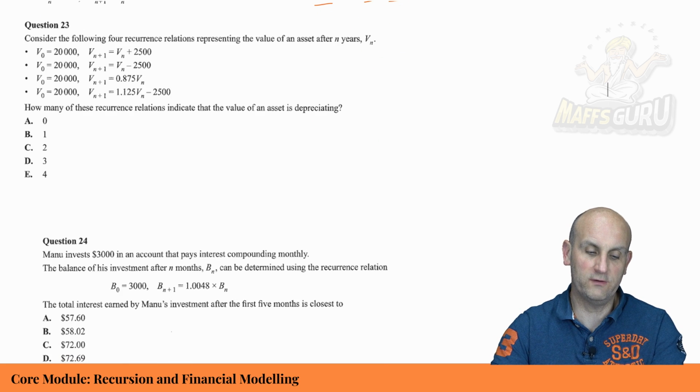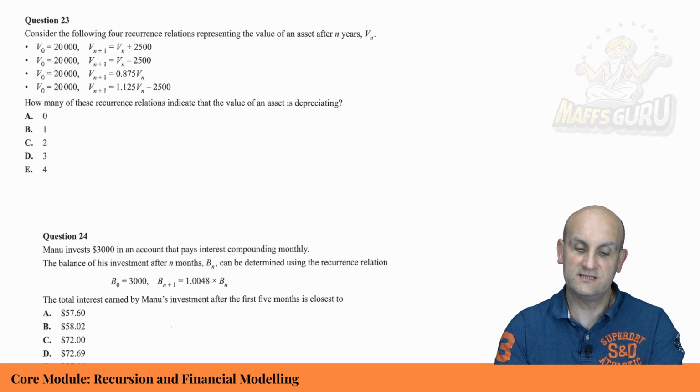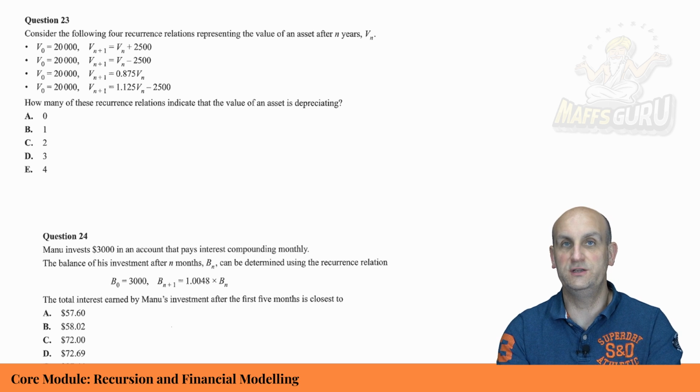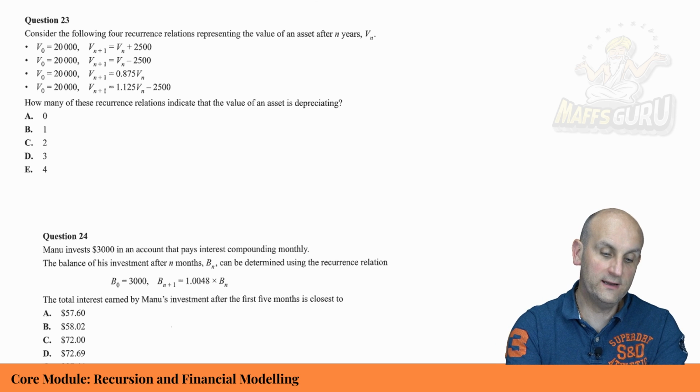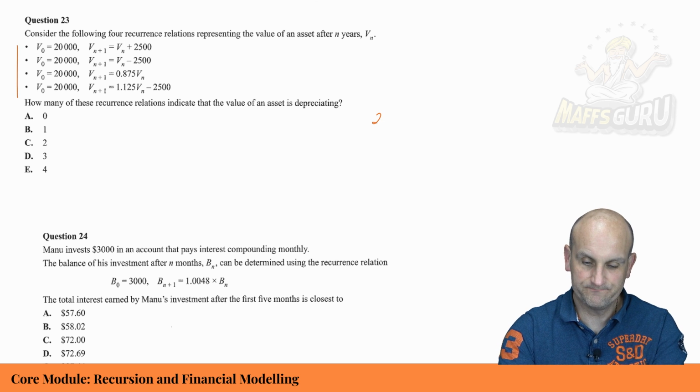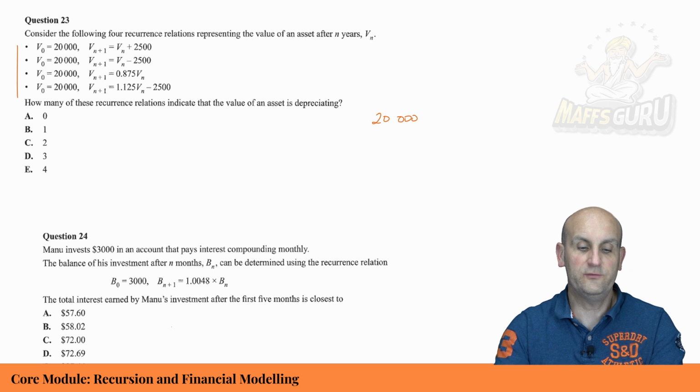Consider the following 4 recurrence relations representing the value of an asset after n years. How many of these recurrence relations indicate the value of an asset is depreciating? So to depreciate, it's got to be going down. Now, it's great that all of these start with 20,000. And some of these were a little bit tricky.